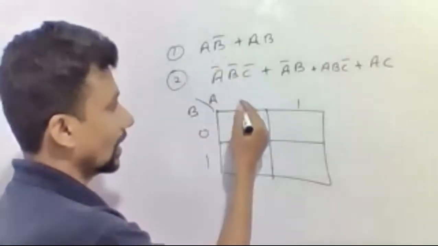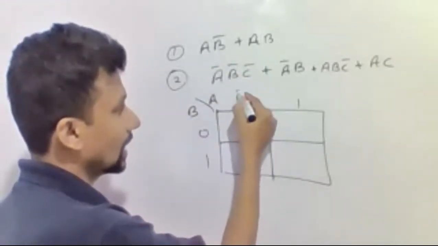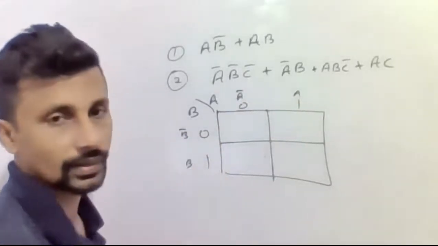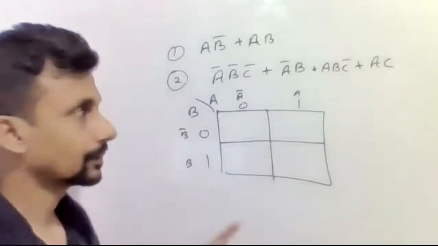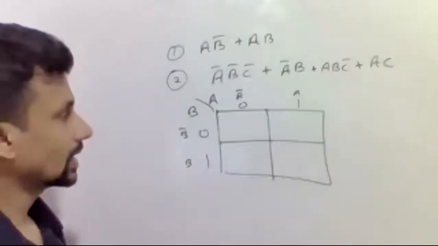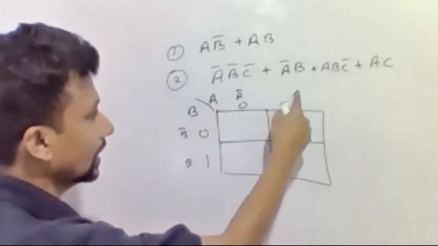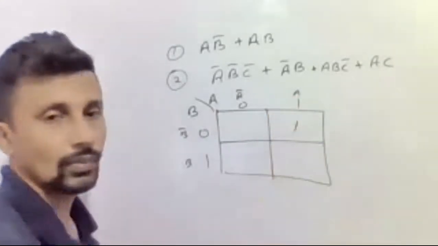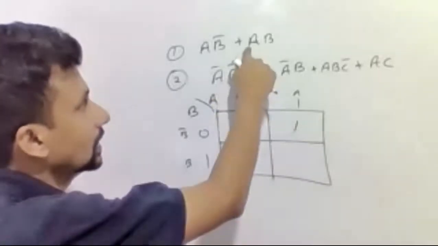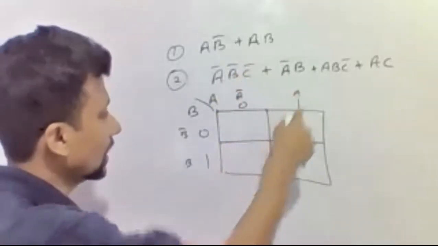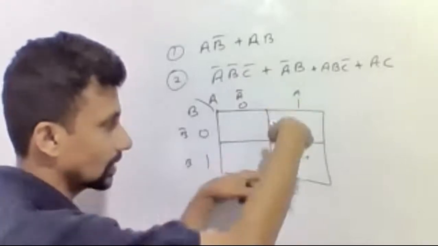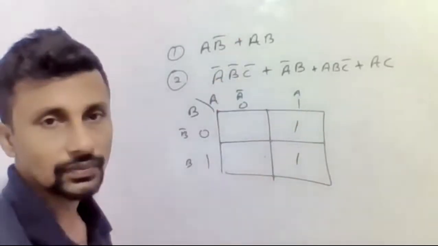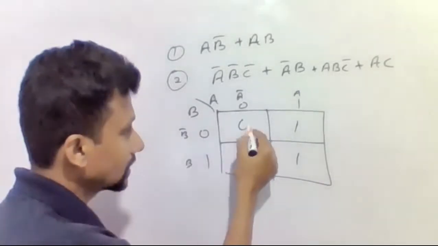Now I will write the letters here: A dash, this is A, this is B dash, this is B, so you can understand it better. So A B dash, find out the cell A B dash, this is the cell. There I put 1. Then A B: A is there, B is there, so the intersection is here. These are the two cells from this first question. For the others, I have put 0.